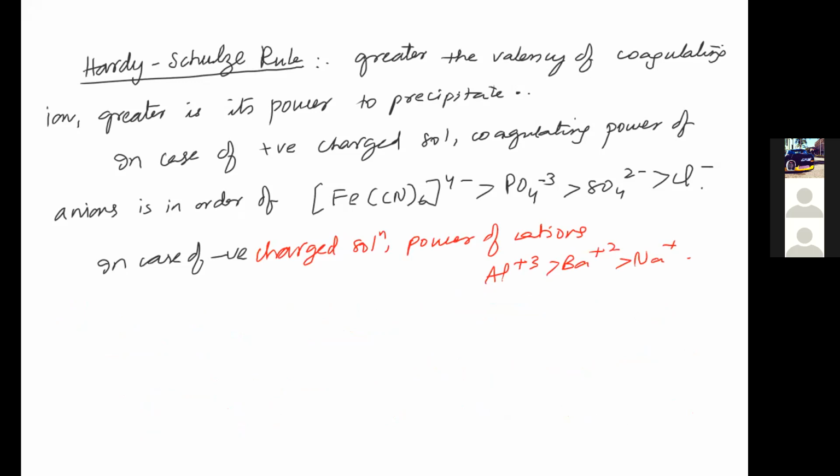We are done with the coagulation part. Next, we are understanding how we protect the colloidal solutions.